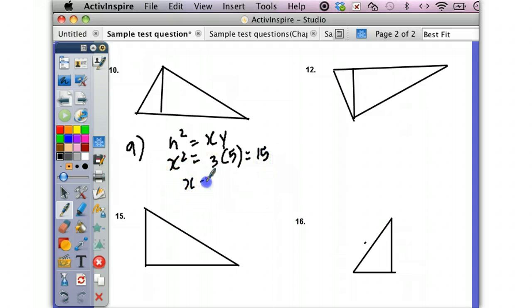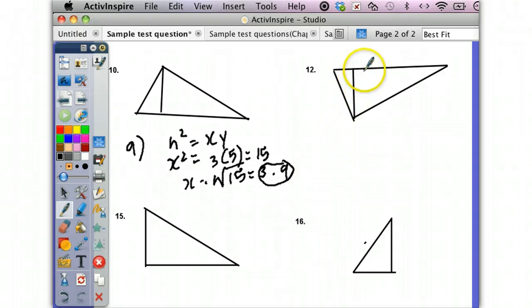X would be the square root of 15. It's almost the square root of 16, which is 4. So it's going to be 3 point something, almost 4, right? 3.873, or 3.9 to the tenth place. Anybody else got that? Alright. Good.